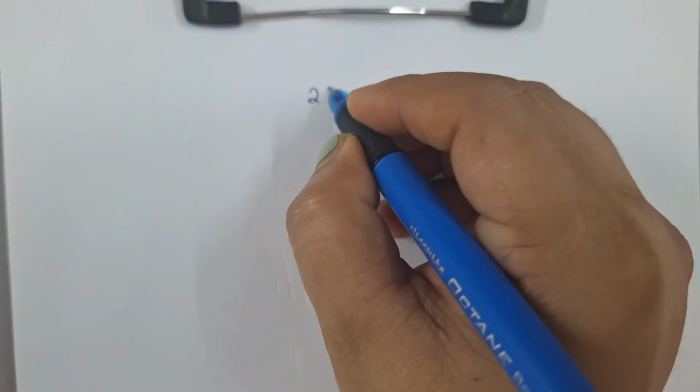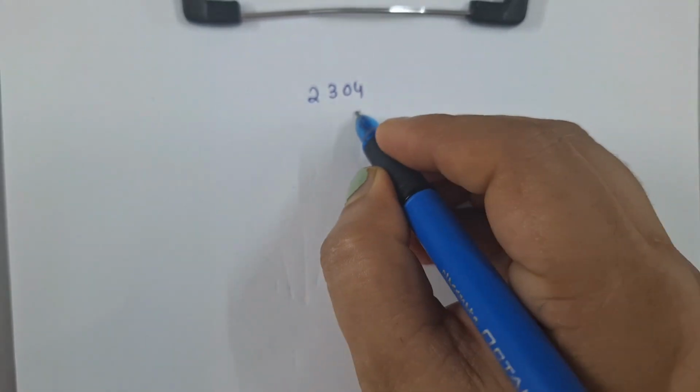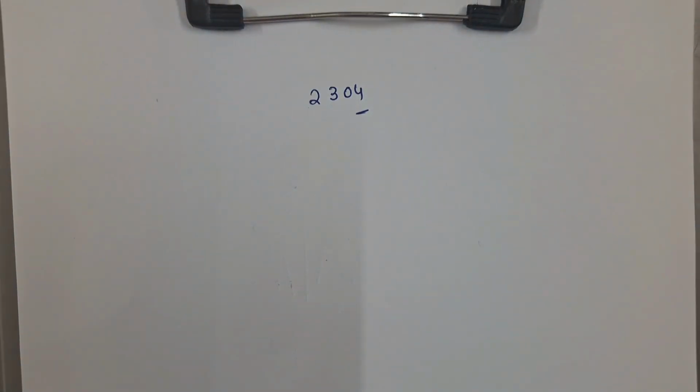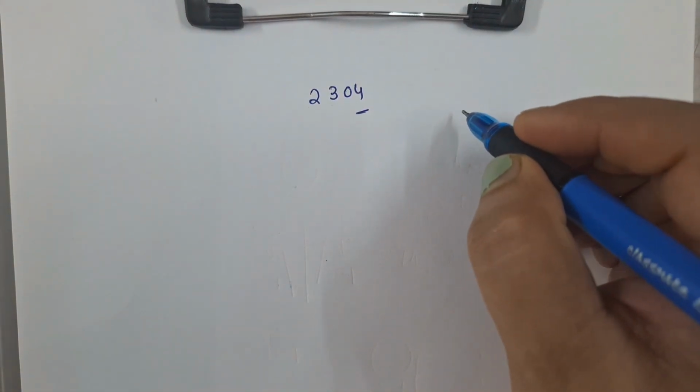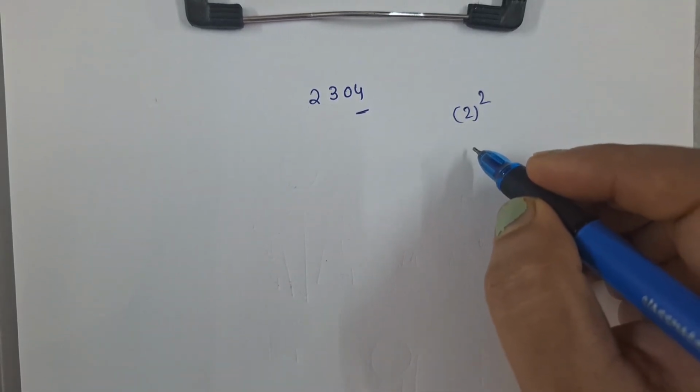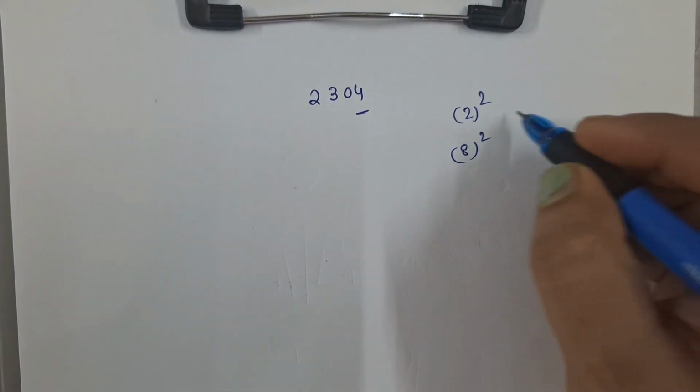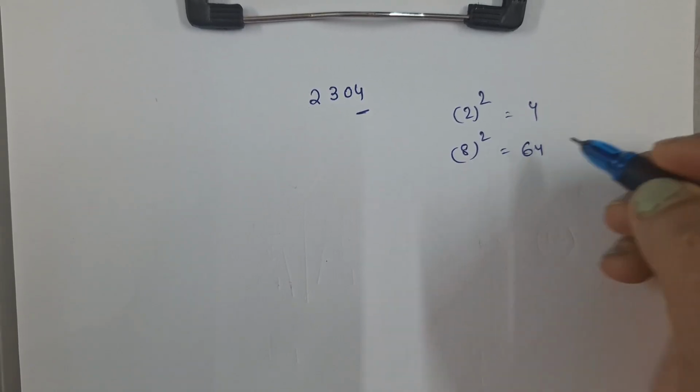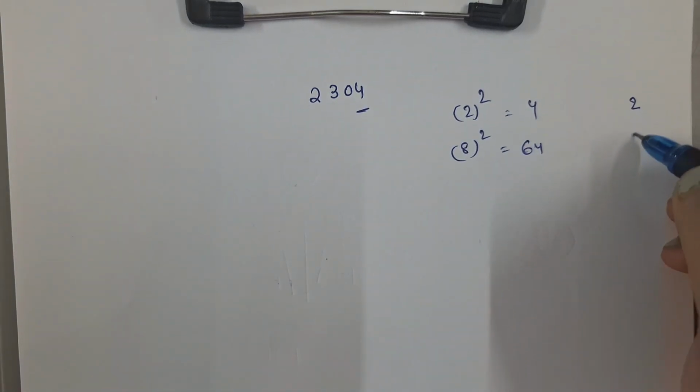So this is how you will do these square root problems. The more examples you practice, students, the faster you will be able to do it in your exams. I'll give you a very simple example: 2304. Identify the last digit possibility. The last digit possibility is 4. So 4 we get in 2 square or in, what is the other number? 8 square. So our number can end with 2 or it can end with 8.